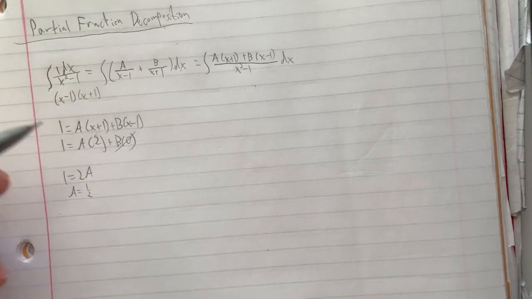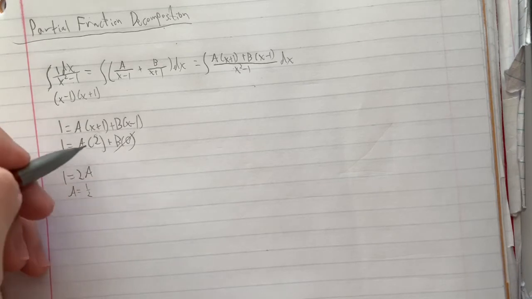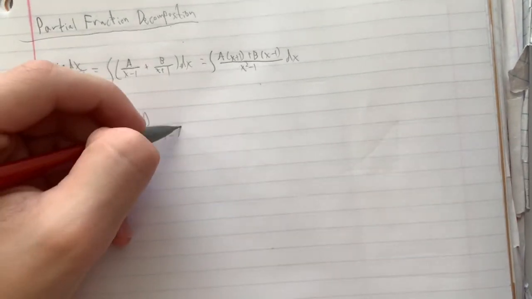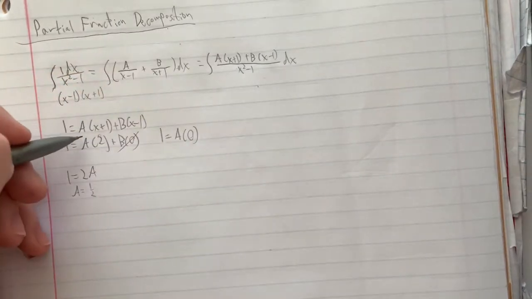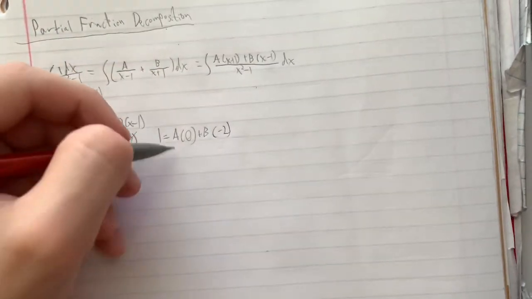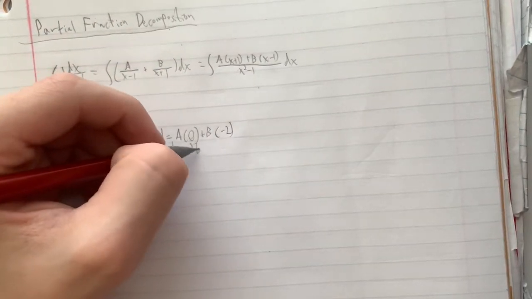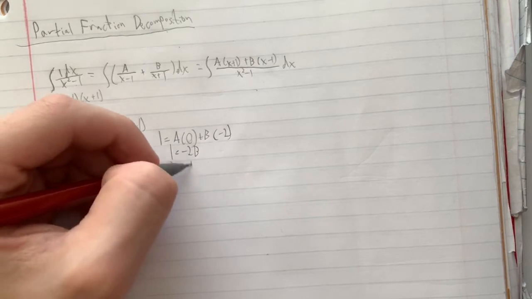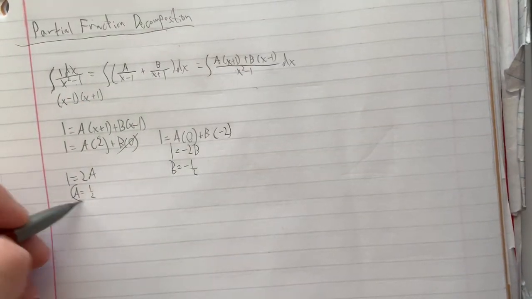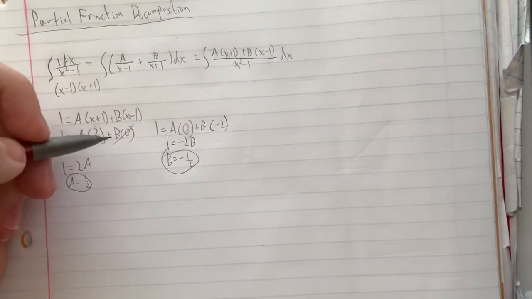All right, now b. If we plug in -1 into this equation, we get 1 equals a times 0, because -1 plus 1 is 0, plus b times, now -1 minus 1 is -2. So we get 1 equals -2b, so b equals -1/2. So those are our two constants, a and b. They're 1/2 and -1/2.